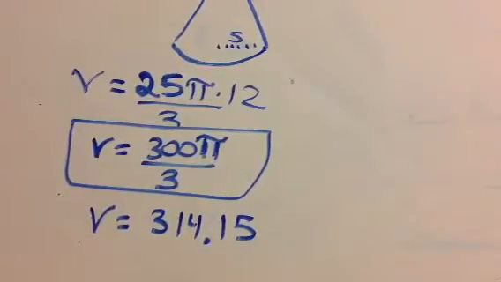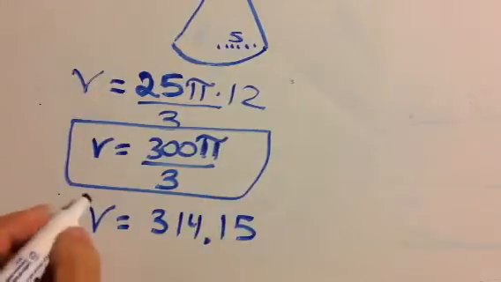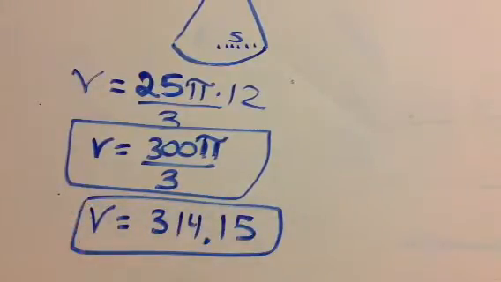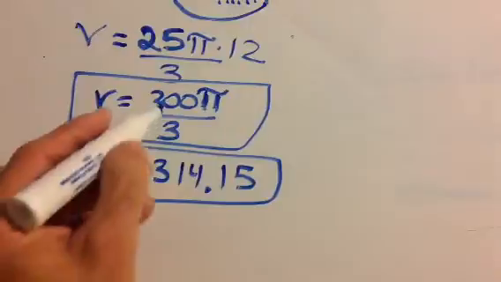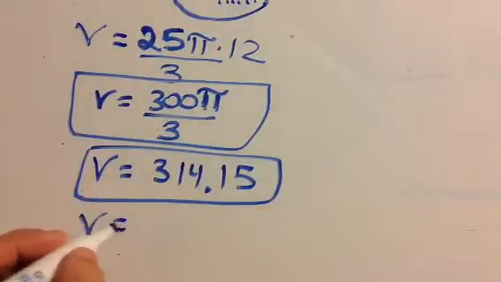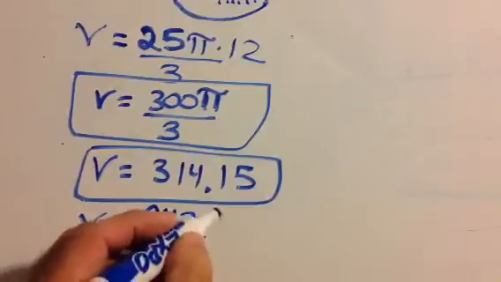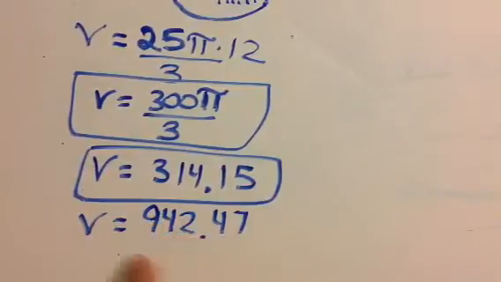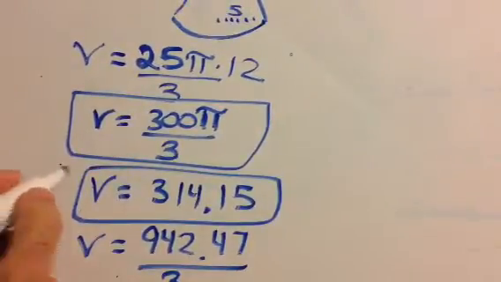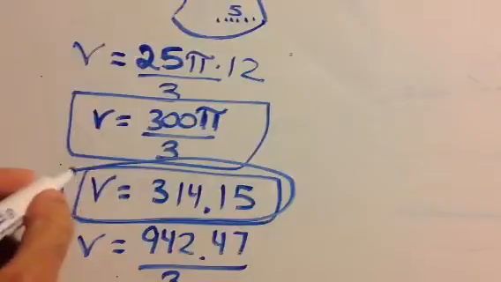That'll be our answer for the volume. So how did we get that answer? We did 300 times pi, so the number is about 942.47, that 7 keeps continuing, divided by 3. And if we divide that by 3, we would get this answer. That would be our volume.